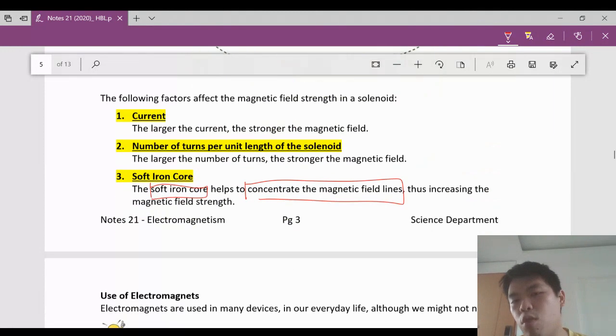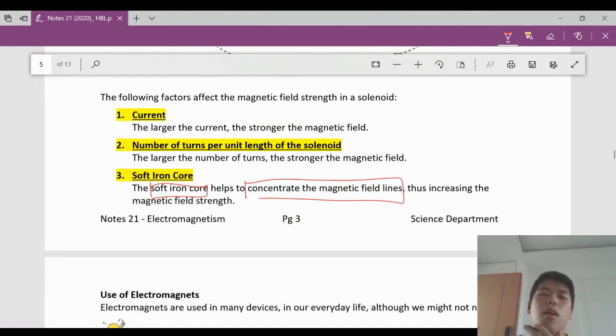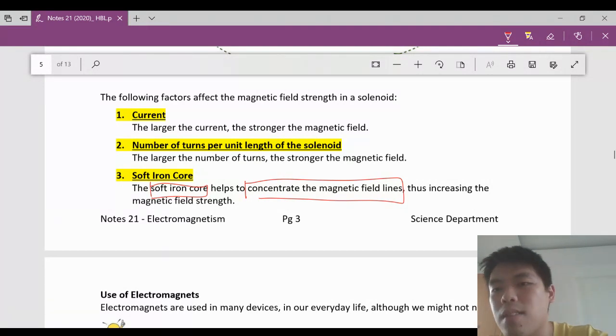So we have talked about three situations where we can have a magnetic field. Number one is a wire. Number two is a flat coil, which is only one coil, and the third one is a solenoid, which is similar to a bar magnet. All right, so this is part one. We'll come back in part two to talk about the uses of these electromagnets. All right, thank you.